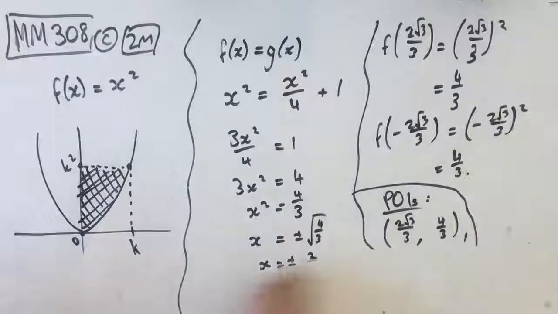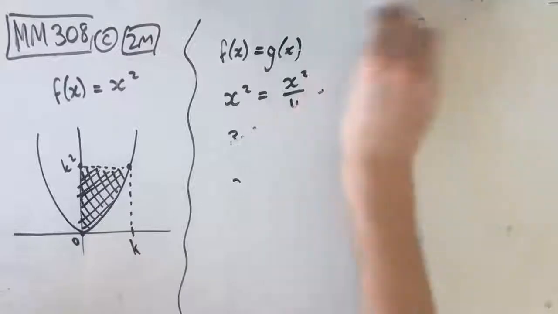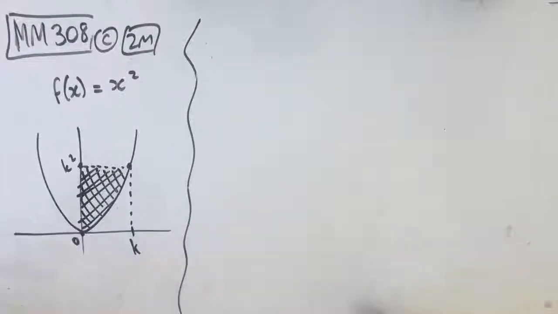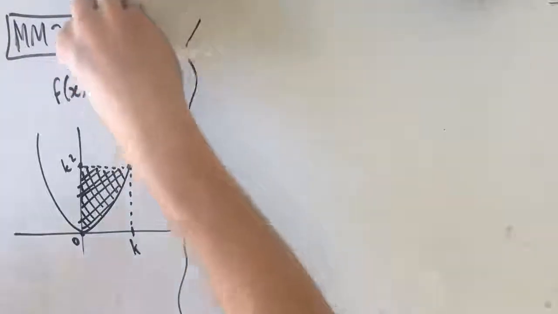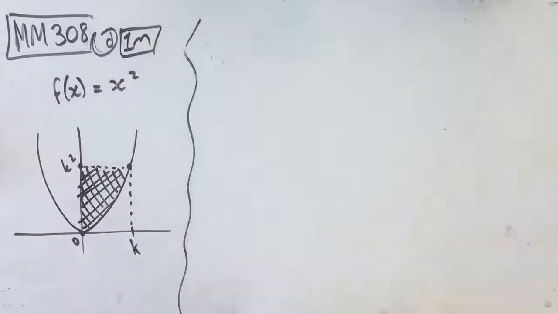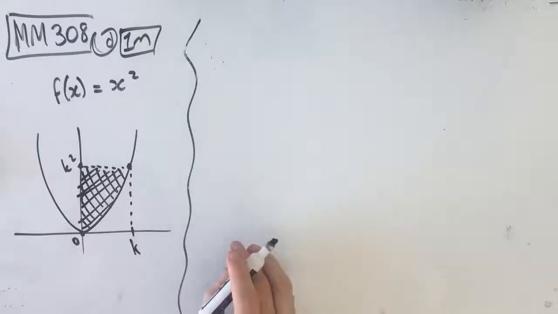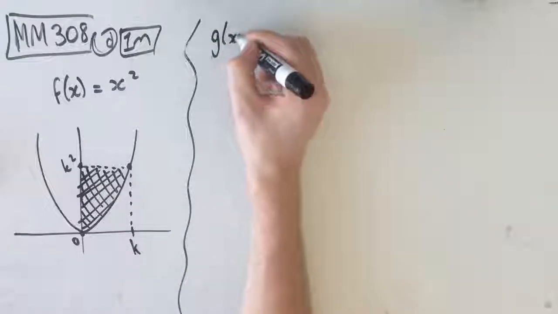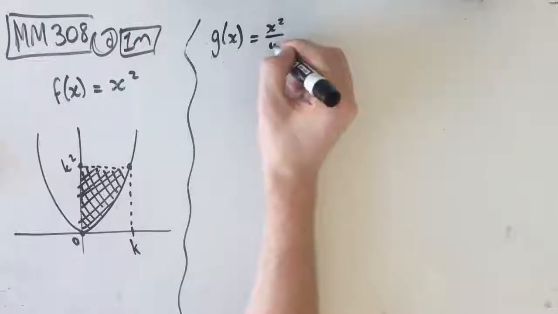Guys, part D is simply a 1-mark question. So we can use our CAS for this. We do have our CAS available in this question, remember? So D is 1 mark. And it says, hence find the exact area bound by the graphs of y equals f of x and g of x, okay? So g of x, as always, is x squared on 4 plus 1.